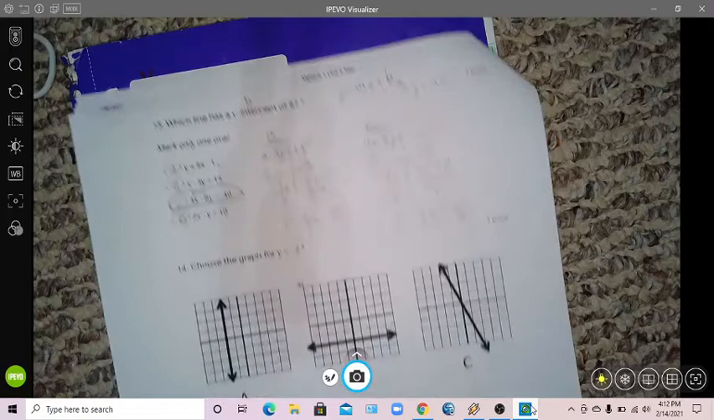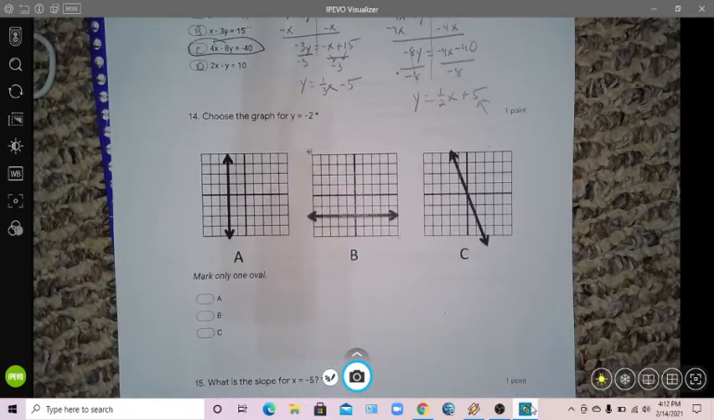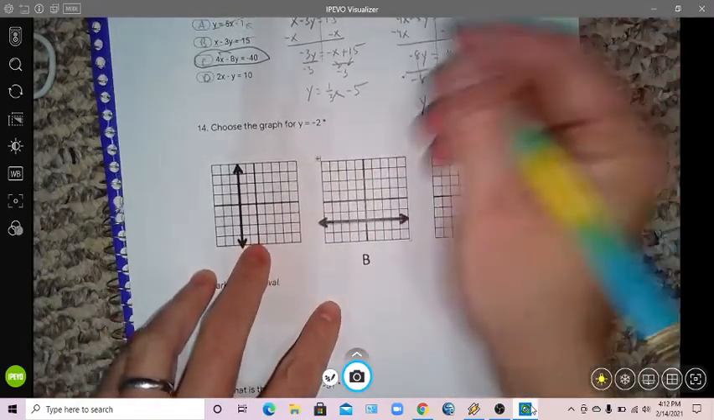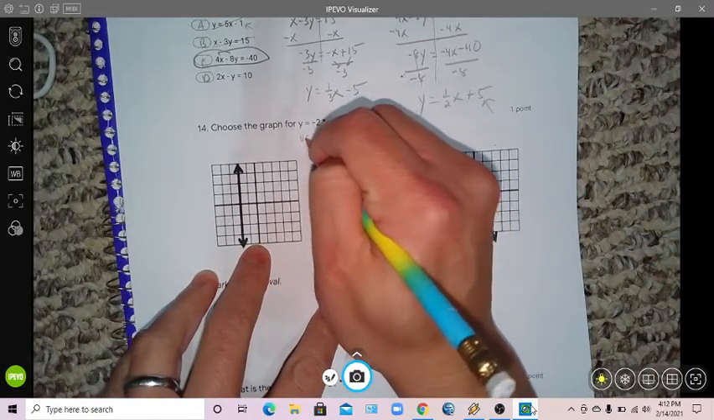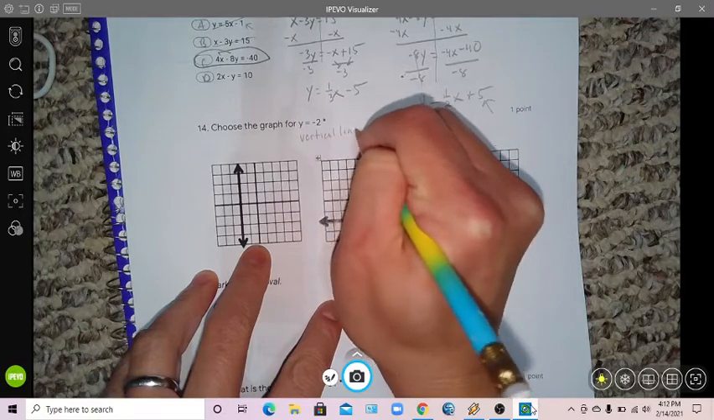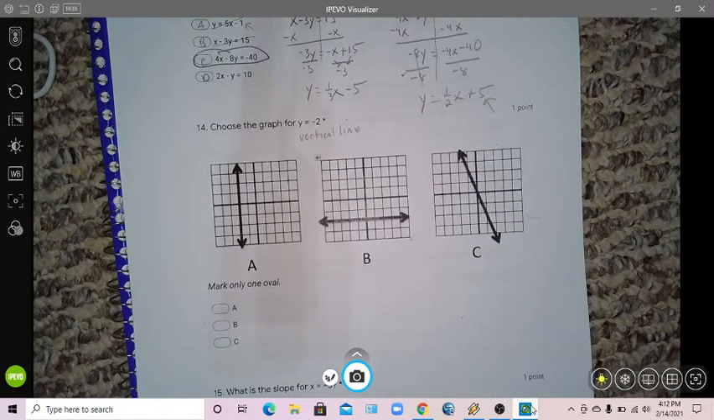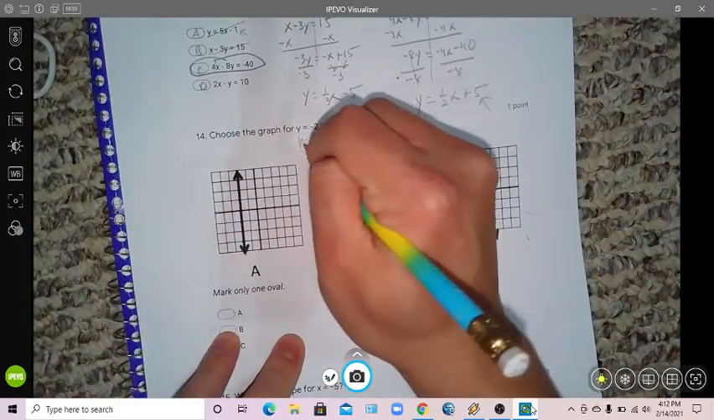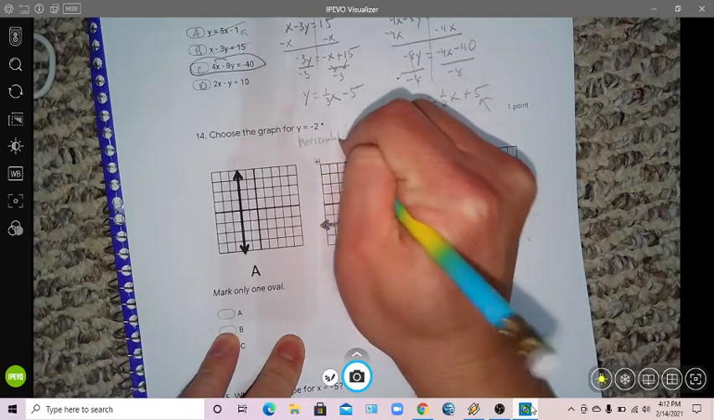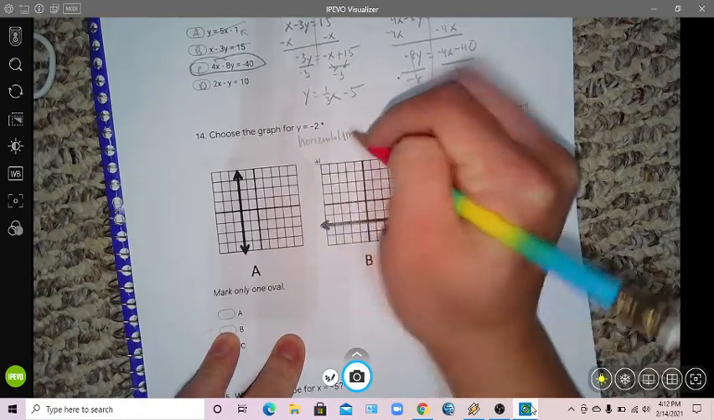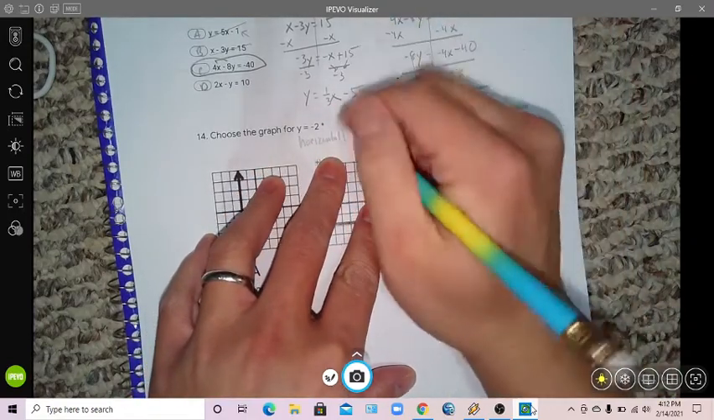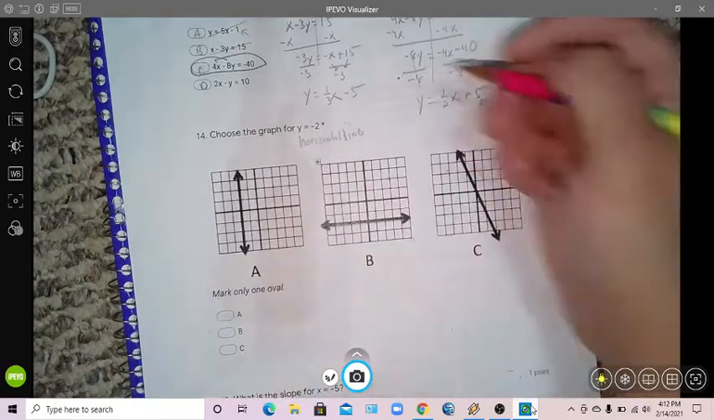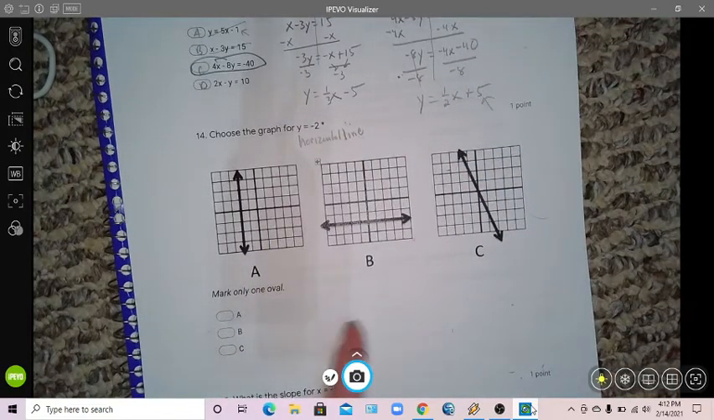Alright, number 14. Choose the graph for y equals -2. Okay, so if you missed this one, I want you to write: y equals is a horizontal line. x equals is a vertical line. Okay, so the only horizontal line there is B.